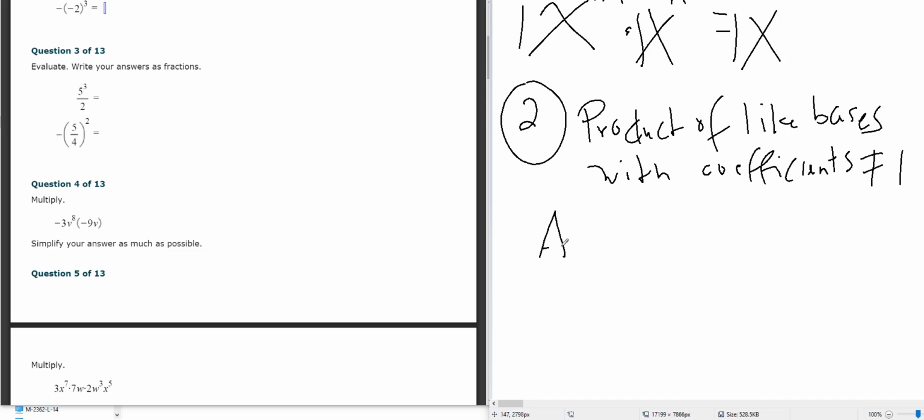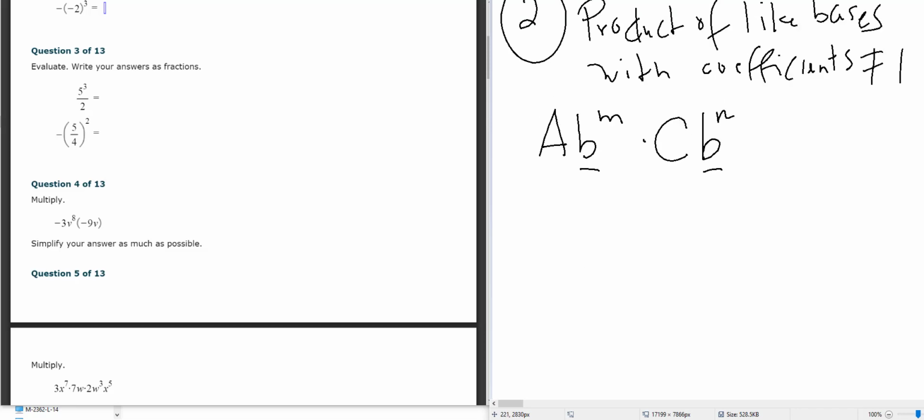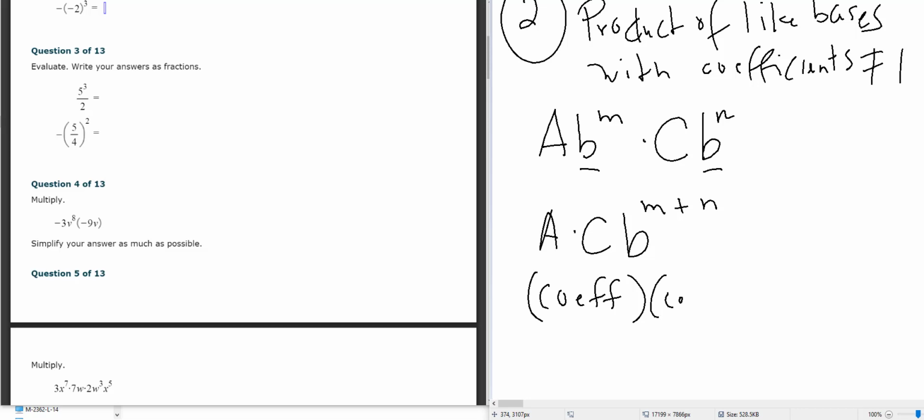So a b to the m times c b to the n. Now notice the bases, that is the part that's raised to a power, are still the same. We just do a times c b to the m plus n. So in other words, coefficient times coefficient, I'm going to abbreviate that just for brevity's sake, and then base with the exponents added.